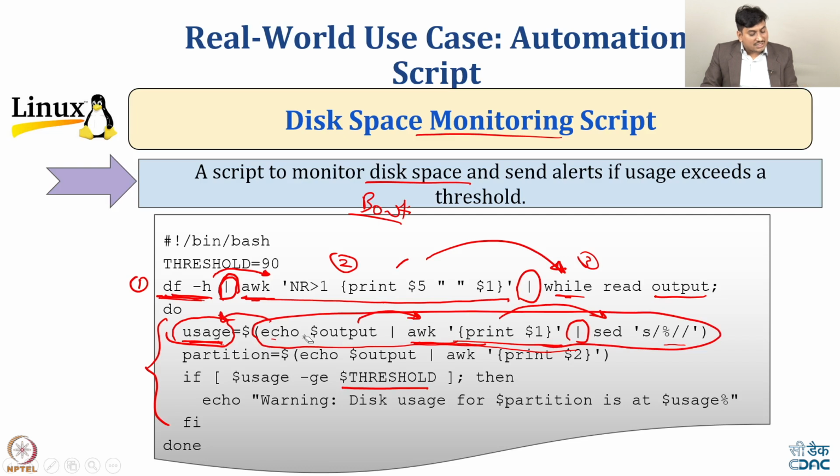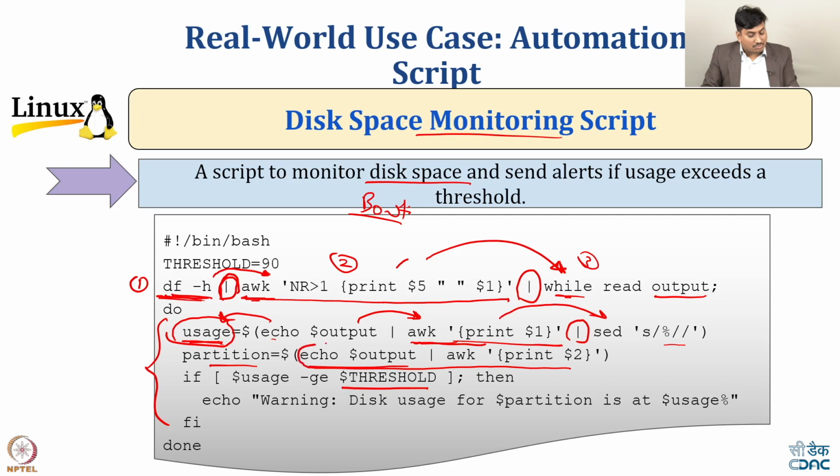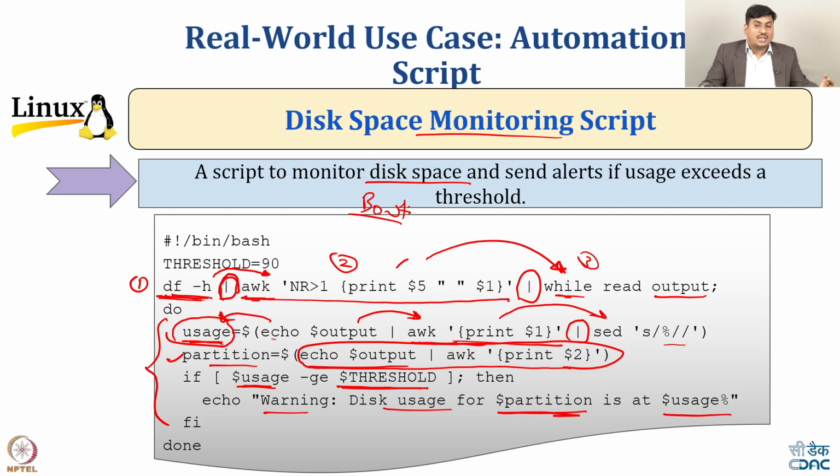Similarly, we extract another value, the partition, and in that case as well we pass the output of this command to this partition variable. And then lastly, we check whether usage is greater than or equal to the threshold. If that is true, then we are saying that the usage for this particular partition is, at that moment, 90% or 95% or whatever it may be.